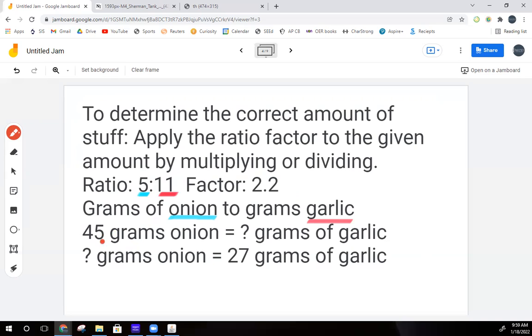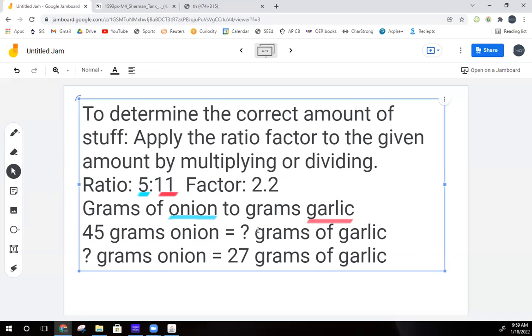So what you're going to do is take the given amount, which is 45 grams of onion. So 45, and you're going to multiply that by 2.2. So if we have 45 grams of onion, how many grams of garlic should we need? If you did the multiplication, 45 times 2.2 equals 99 grams of garlic. So we need 99 grams of garlic if we have 45 grams of onion.